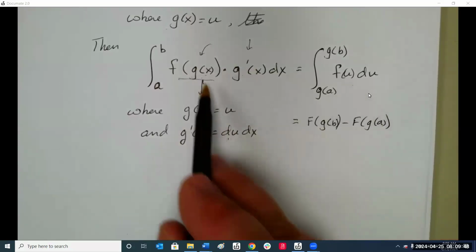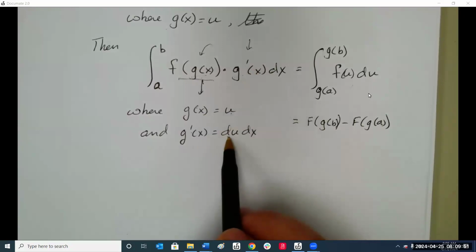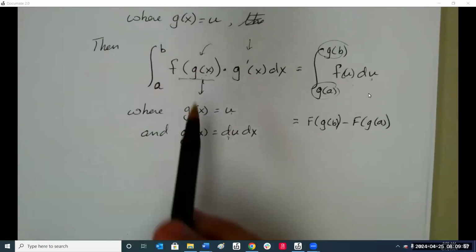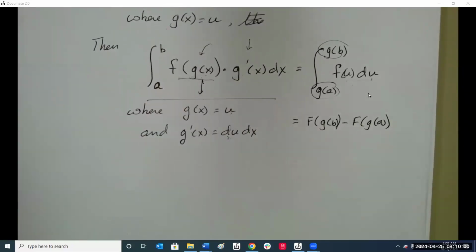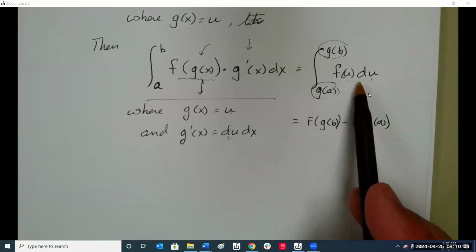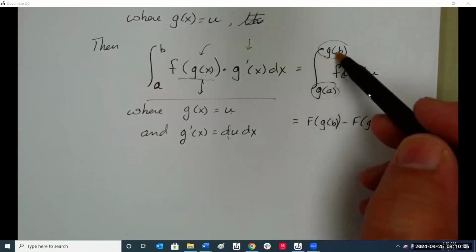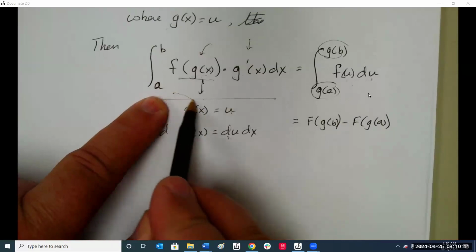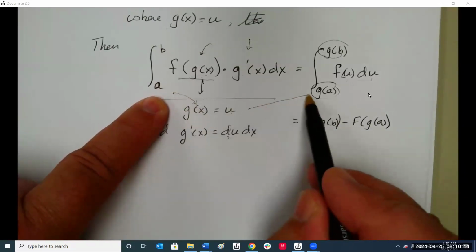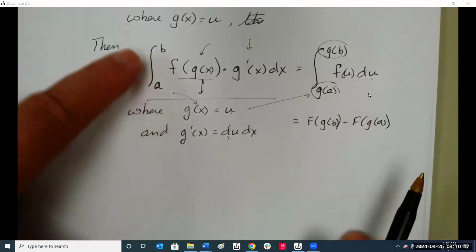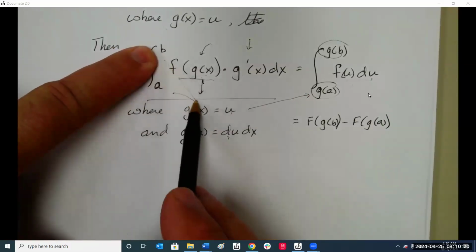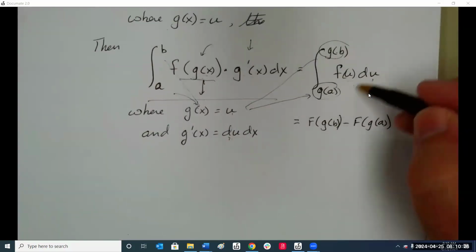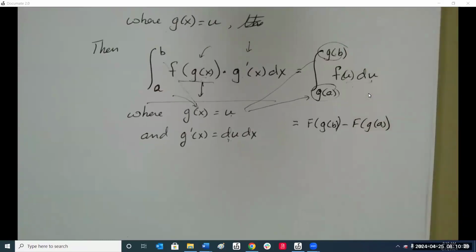But another thing happens. Not only do we change the g of x to u and g prime to du, we change the bounds of integration. We can either leave it in this format with the original question, or if we convert it to substitution to u du, then we also have to change the bounds. Whatever the lower bound is, plug it inside the interior function, and that gives you the lower bound. If you take the upper bound, plug it inside the interior function, that becomes your upper bound. And then you can just take the integral of this function. It'll give you the same thing.